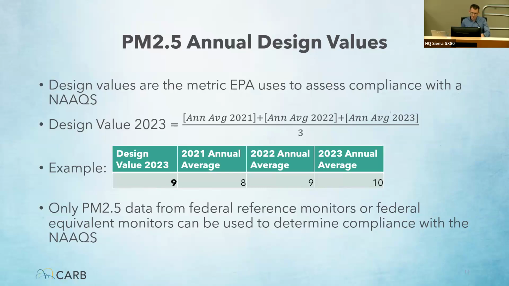The other important thing to note on the design value is that the data used for design values can come only from those monitors that meet certain requirements. These are called federal reference monitors or federal equivalent monitors. There are other sensors and types of monitors out in the world, but the monitors used to assess the designations and attainment of the standards must meet certain requirements.